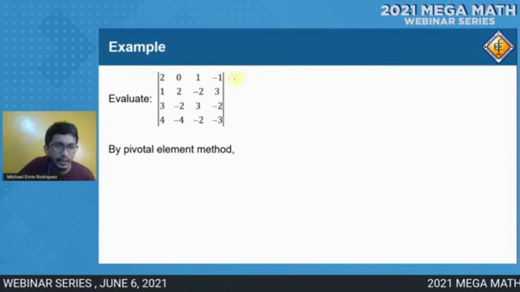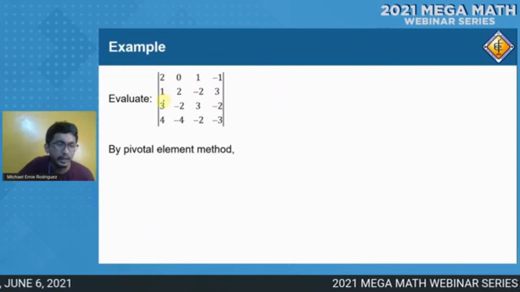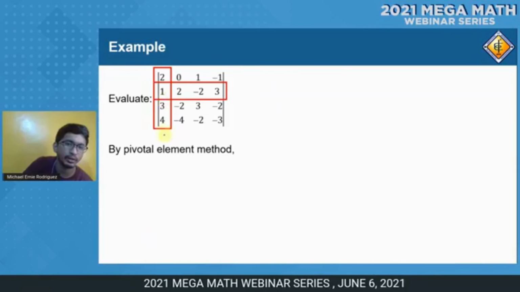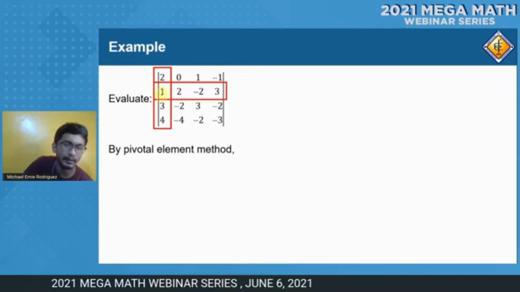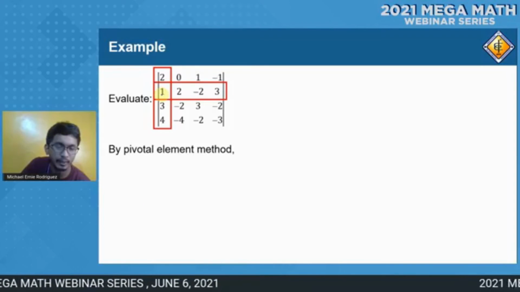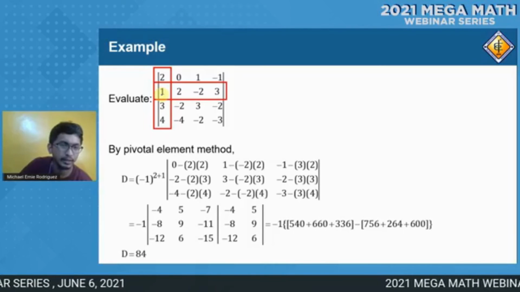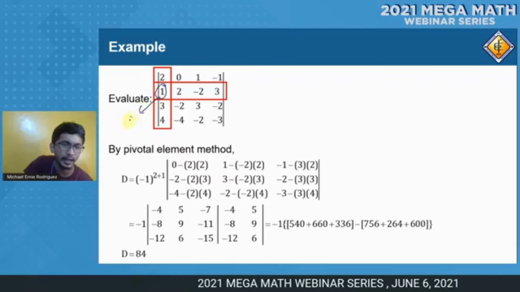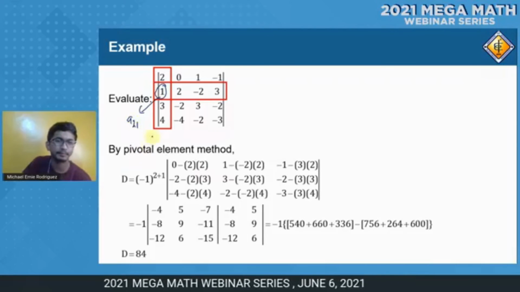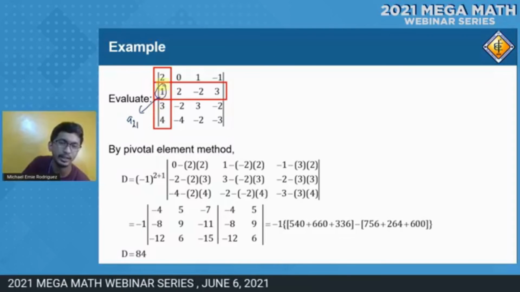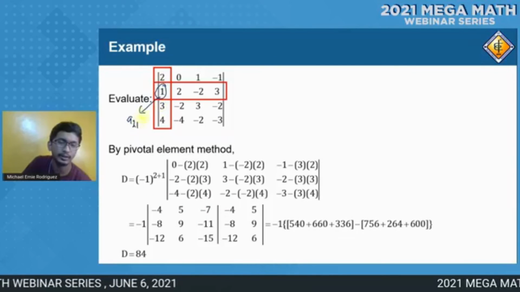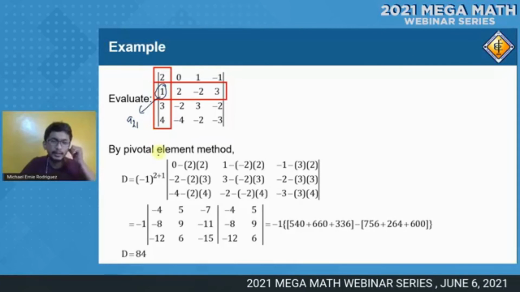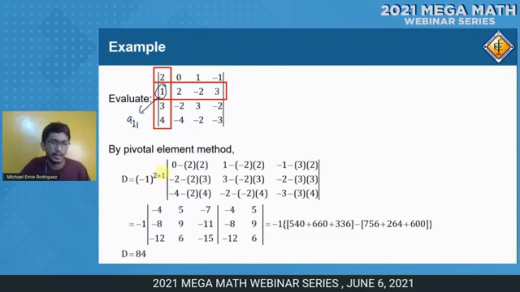May equal to 1 naman dito sa given. Ito yung ating A. Ayan, no? At ito siya yung 1 natin, di ba? Okay. So, by pivotal element method, this is A21. Okay? So, this element is located on the second row, first column. So, that is A21. So, we have negative 1 raised to 2 plus 1.